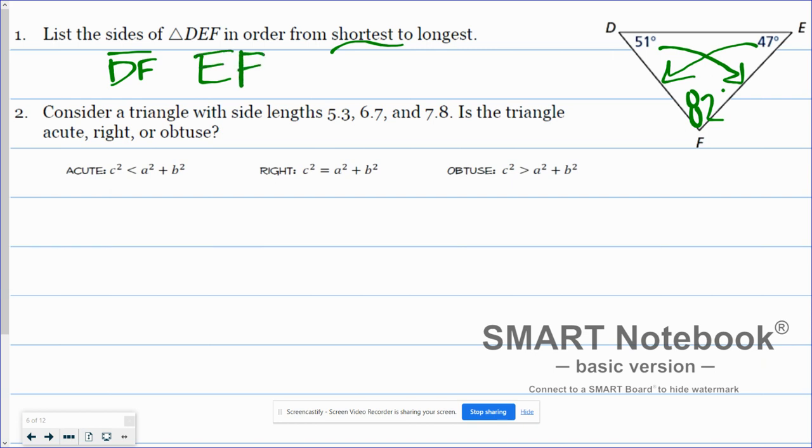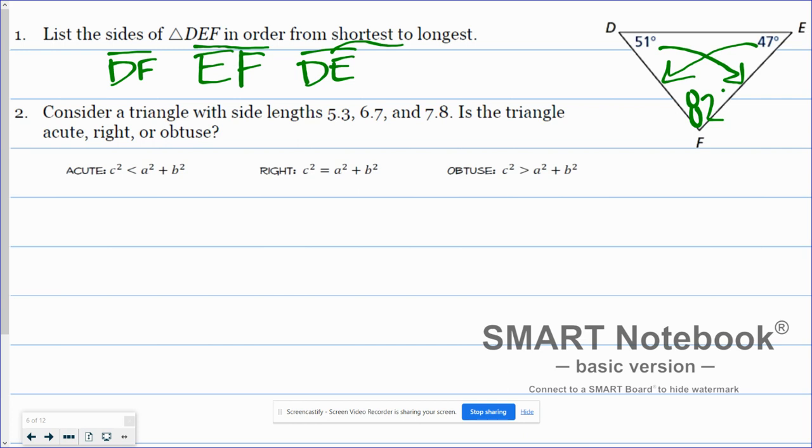And that leaves us with one side, the longest side, and it just so happens to be opposite the largest angle. That's what makes it the longest side. So the longest side is side DE. So let's say we have a triangle with side lengths 5.3, 6.7, and 7.8. Is the triangle acute, right, or obtuse?